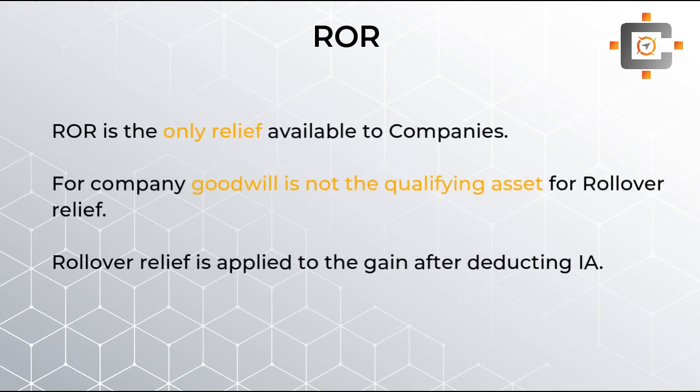Okay. Then after, the next topic is rollover relief, students. Companies can only claim one relief, and that is ROR, rollover relief. Rollover relief works for the company the same way, but with one difference: goodwill is not a qualifying asset for the company, and relief will be applied after deducting the indexation allowance.